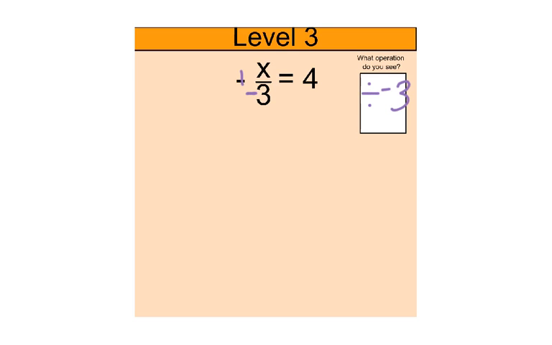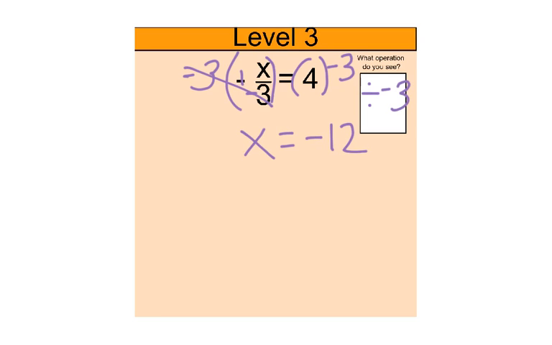Okay, what is the opposite of divide by negative 3? It's times by negative 3. I'm going to use the parentheses this time because it looks a little messy out there. So times by a negative 3 on both sides. That cancels. I'm left with x is equal to negative 12. 4 times negative 3 is negative 12.